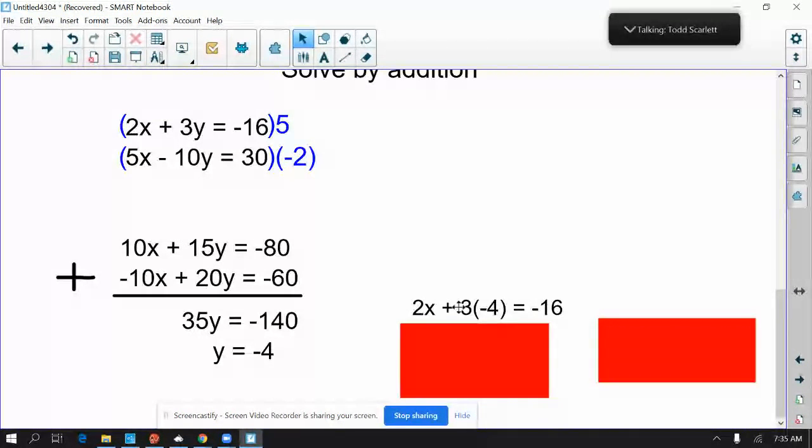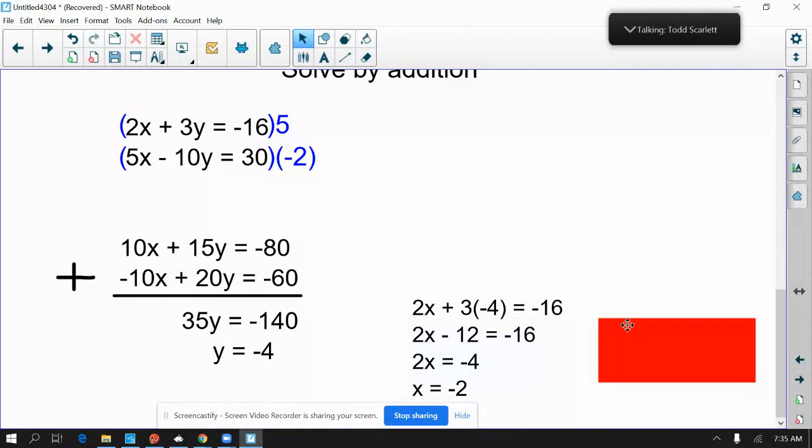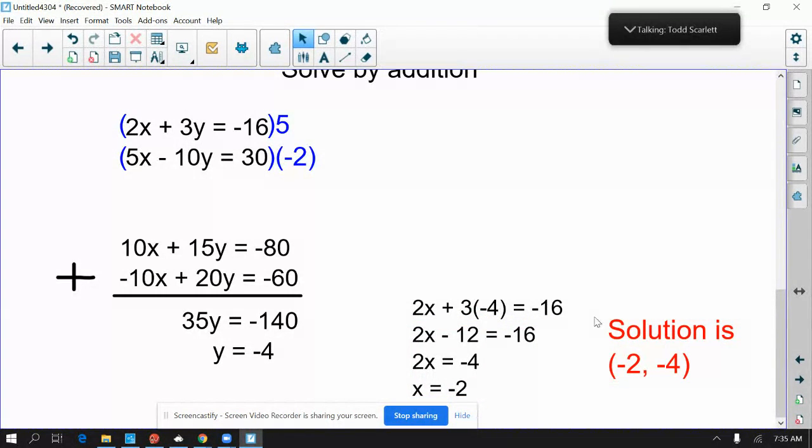I just chose the first one. Replaced y with negative 4, solve for x, and I get negative 2. So the solution to the system is negative 2, negative 4.